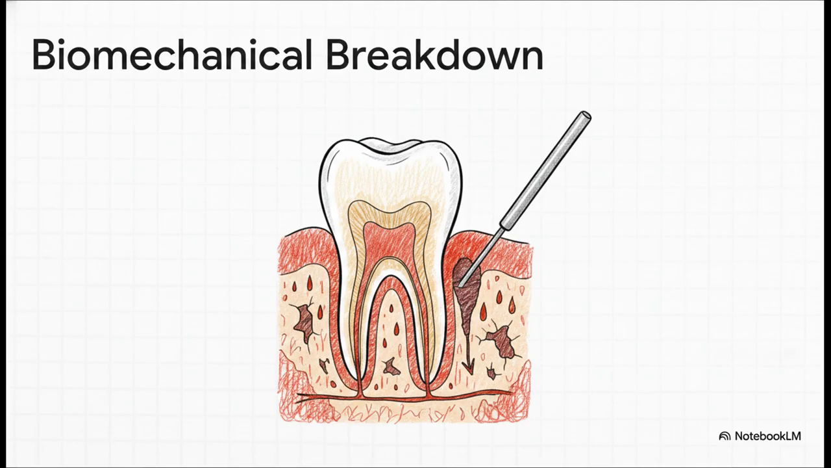Clinically, what does this actually look like for you? It results in significantly deeper probing pockets. We're talking a high prevalence of pockets deeper than 4 to 5 millimeters. You're definitely going to see higher rates of clinical attachment loss and bleeding on probing. This is exactly why your hypothyroid patients often walk in with generalized severe periodontitis.